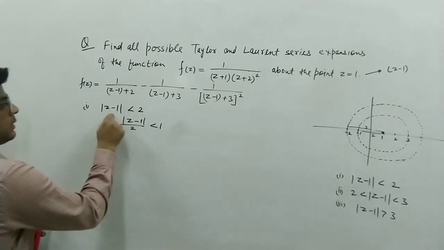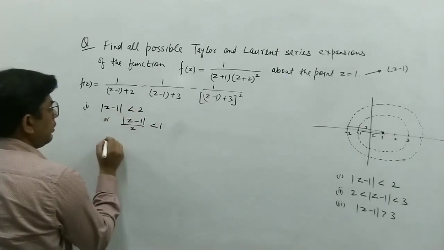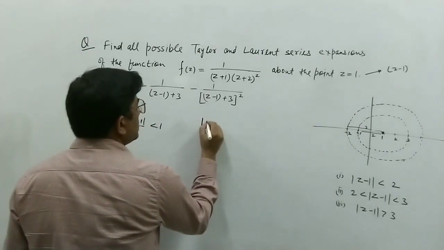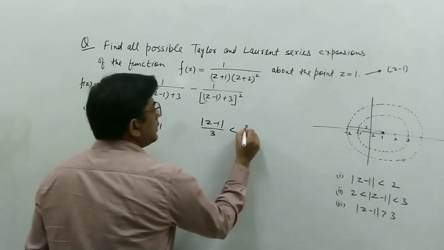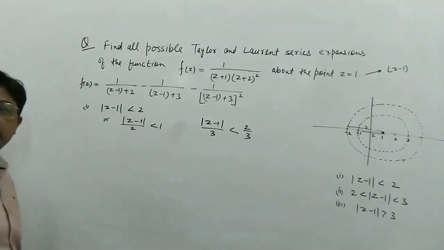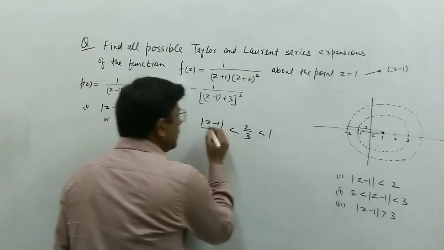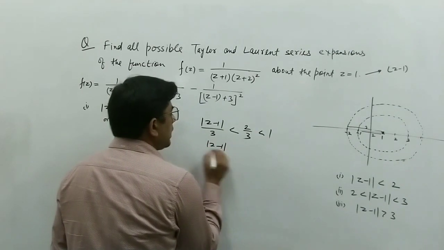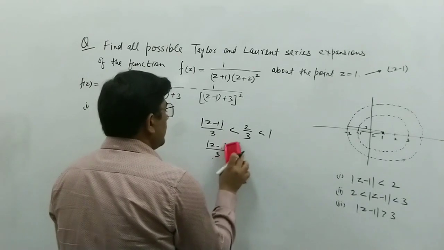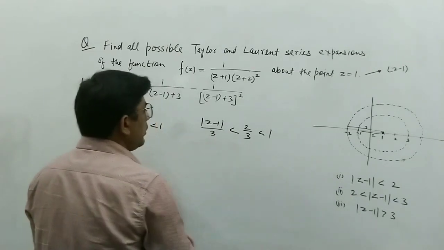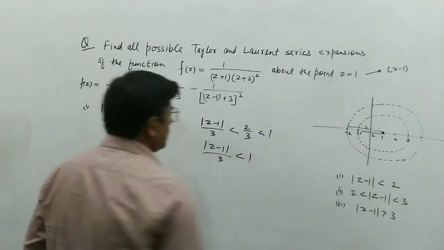if we divide this by 3 on both sides, we can write mod z minus 1 upon 3 will be less than 2 by 3. We have divided by 3 on both sides, and since 2 by 3 is less than 1, we can say that mod z minus 1 upon 3 is less than 1.